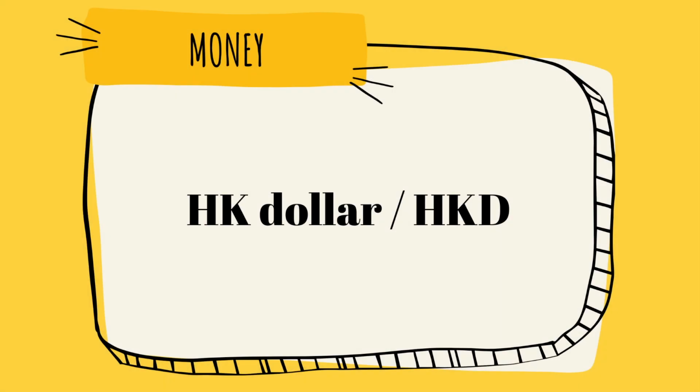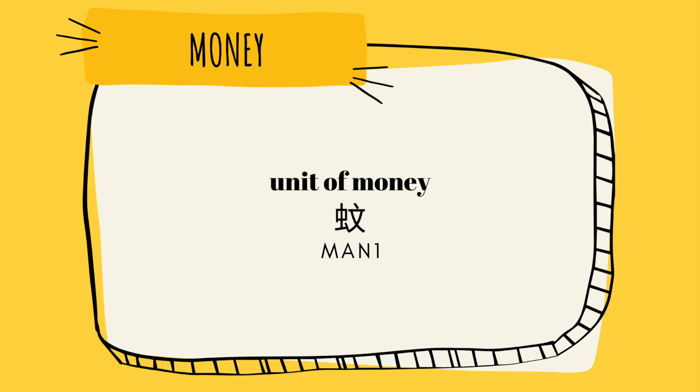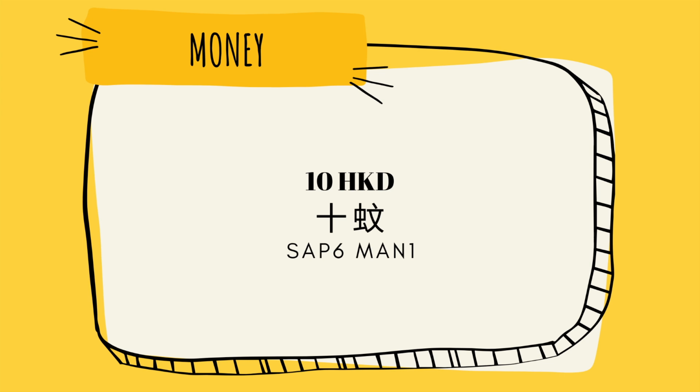Next, we move to money. The currency in Hong Kong is Hong Kong dollar. The basic unit of money, 錢, is 蚊. This unit is also used as a measure word, so you can just include 蚊 after the numerical value. For example, 十蚊, 10 Hong Kong dollars.